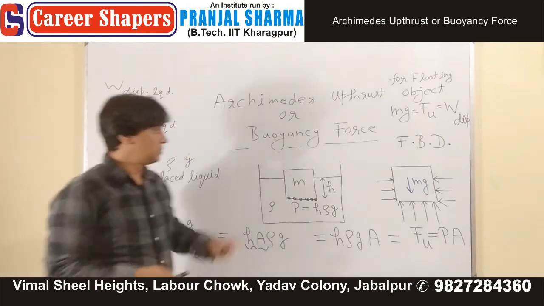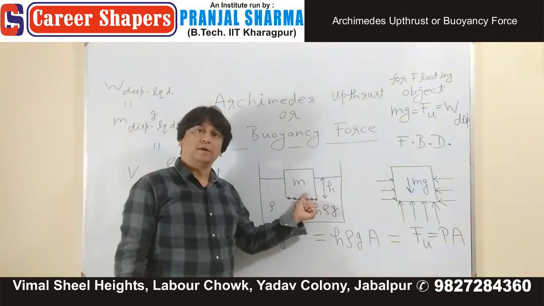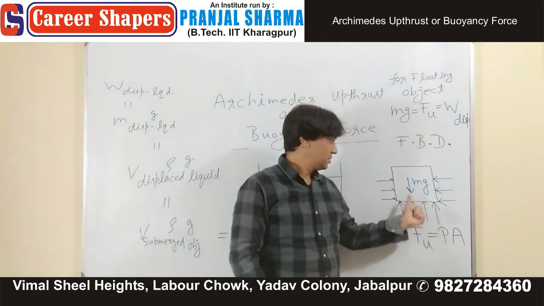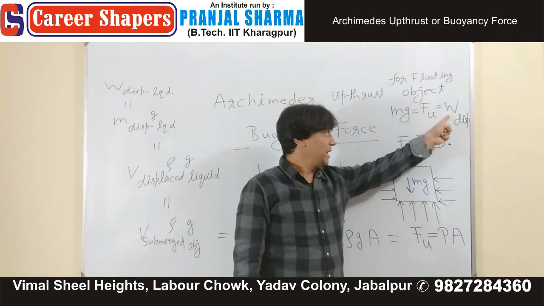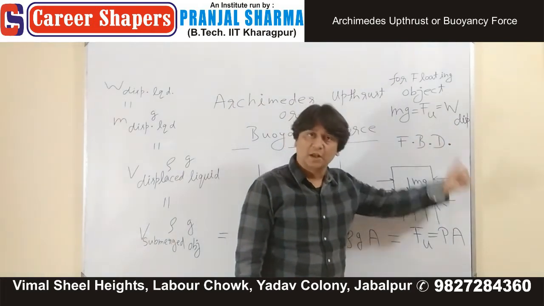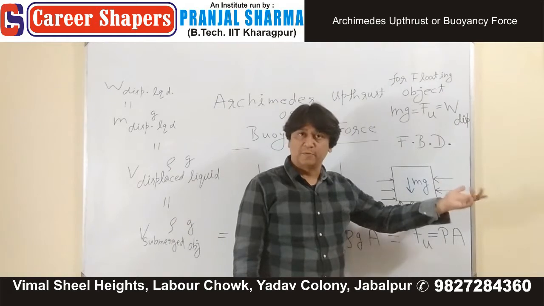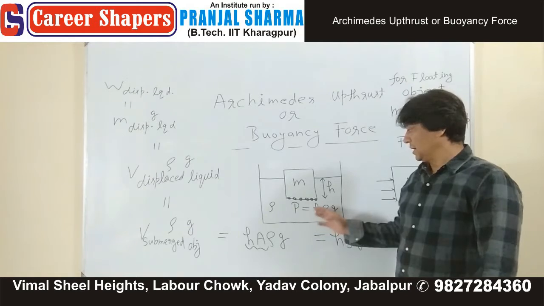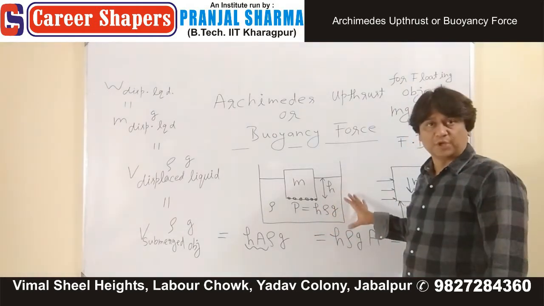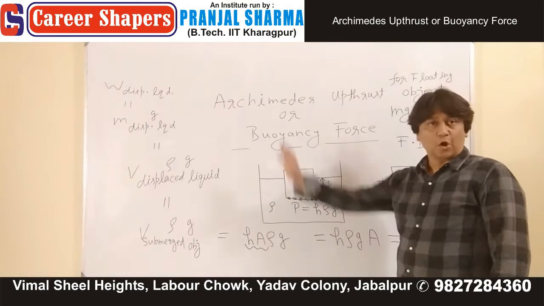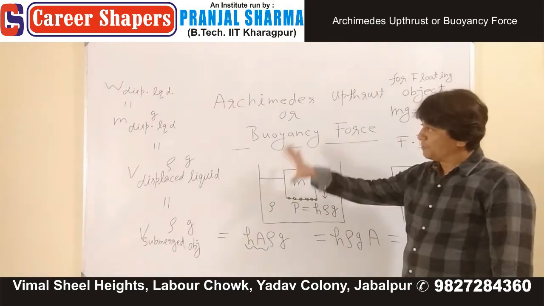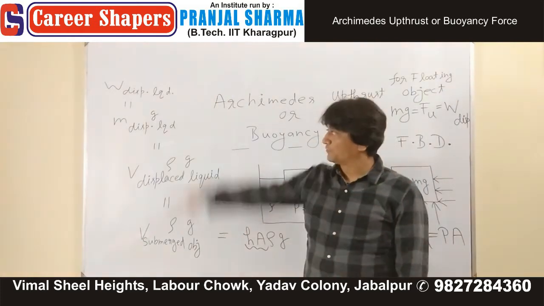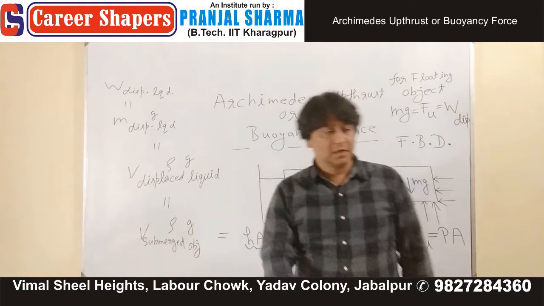What Archimedes found is that if an object is floating, then its weight, what is mg? Weight of the object is equal to what? Weight of displaced liquid. This is the Archimedes statement which we have found using the concept of P equals h rho g. We'll write down all these statements, note down everything, and if you understand all these transformations, then write it down in the comment box.